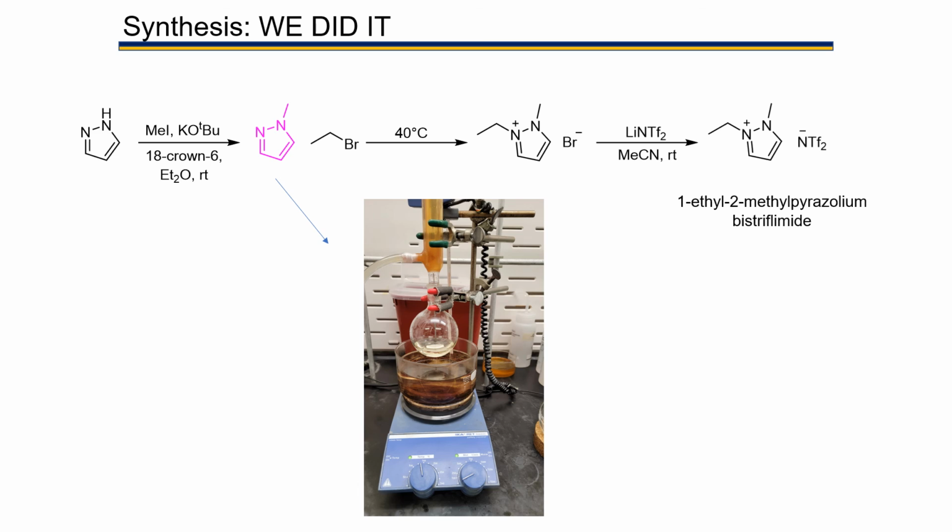So that is it. We made methylpyrazole, the yellow substance shown in the flask. This precursor can go on to be used in the synthesis of a variety of different ionic liquids, including 1-ethyl-2-methylpyrazolium bisulfamide, shown on the right.